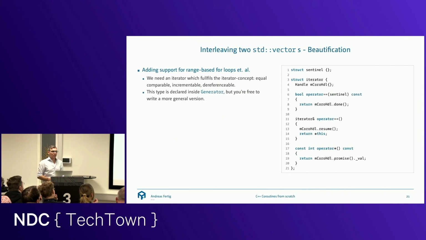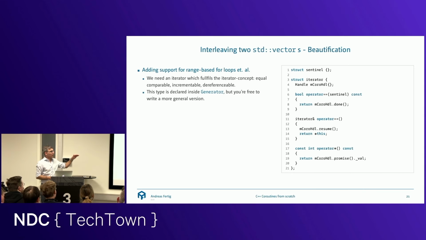We need to add support for a range-based for loop, and we do that by satisfying the iterator concept. So that means my type here must be equal comparable, incrementable, and dereferenceable. To be precise, it must be not-equal comparable, but since C++20 we have the operator rewrites and the inversions, I can stay on the positive side and implement the operator equals equals instead of the not equals. I do that by declaring a sentinel type here in line number 1. It's just a simple tag type.